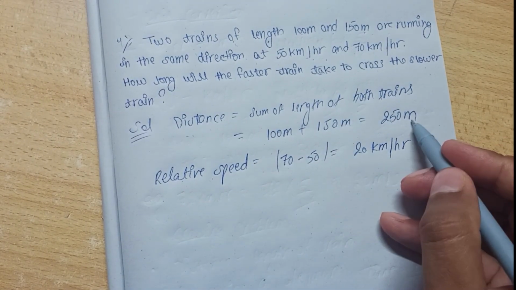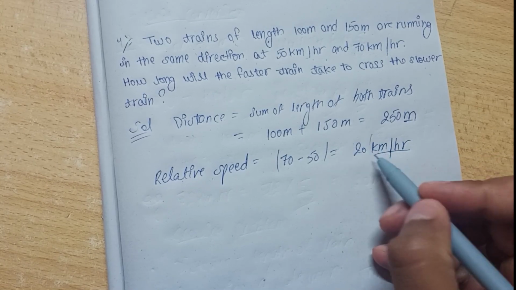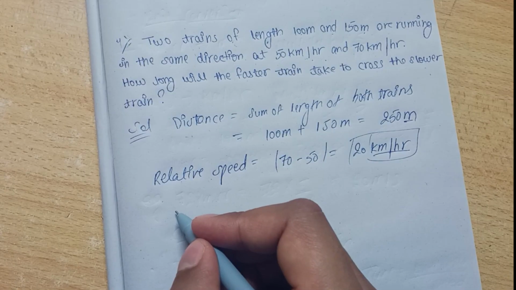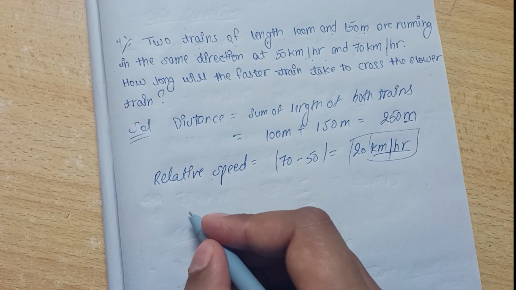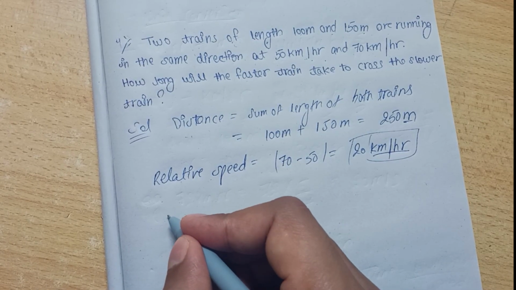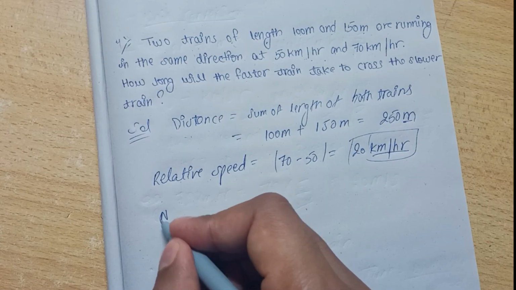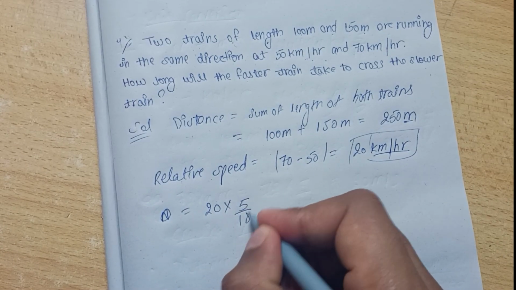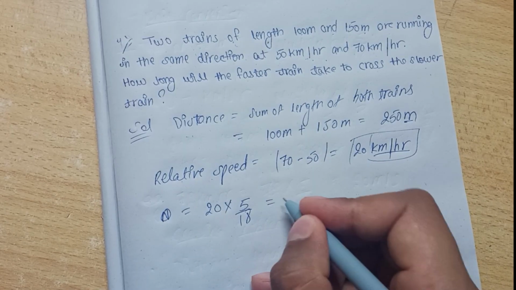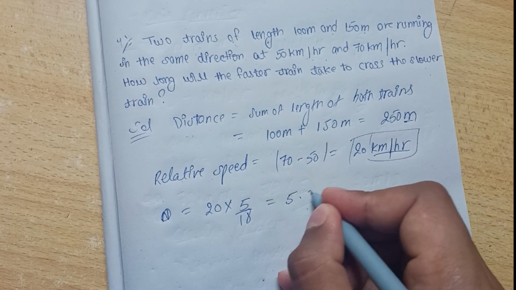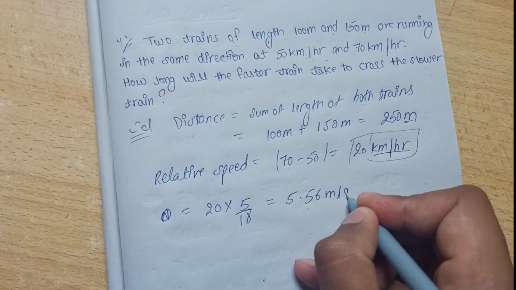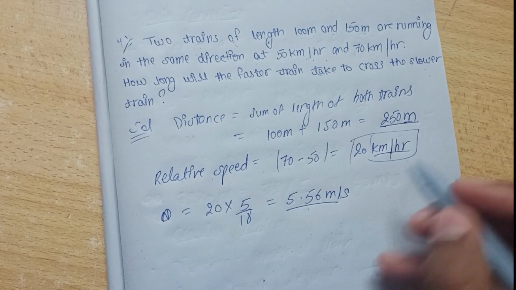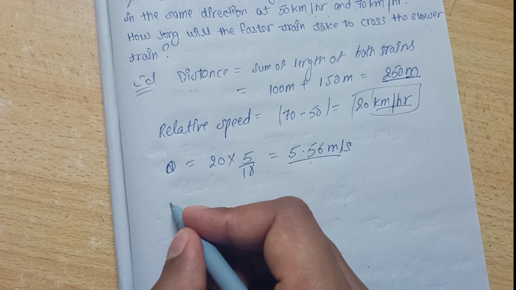Now the units are different, so we have to convert the speed into meter per second. For this we need to multiply it by 5 by 18. So 20 multiplied by 5 by 18 is approximately equal to 5.56 meter per second.